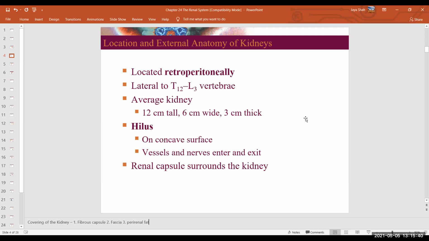Okay. Hilus, as I said earlier, is the concave medial surface where vessels and nerves exit and enter. So all the blood vessels, like artery enters, veins exit, nerve enters, lymphatic exit from them, and then the renal capsule surrounds the kidney. So these are the fibrous capsule. Okay.